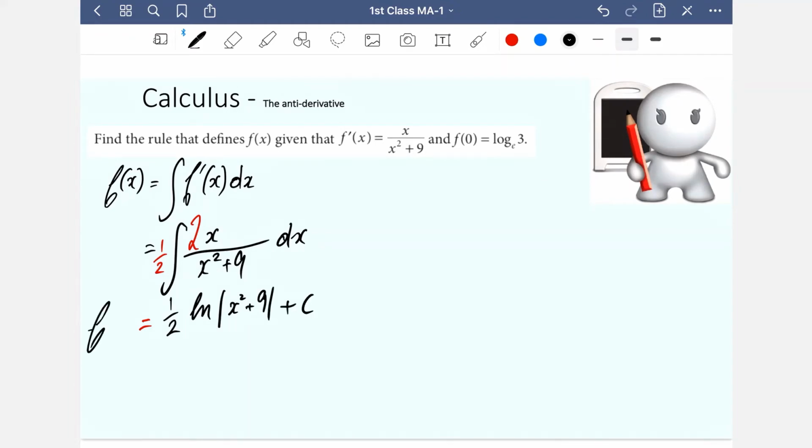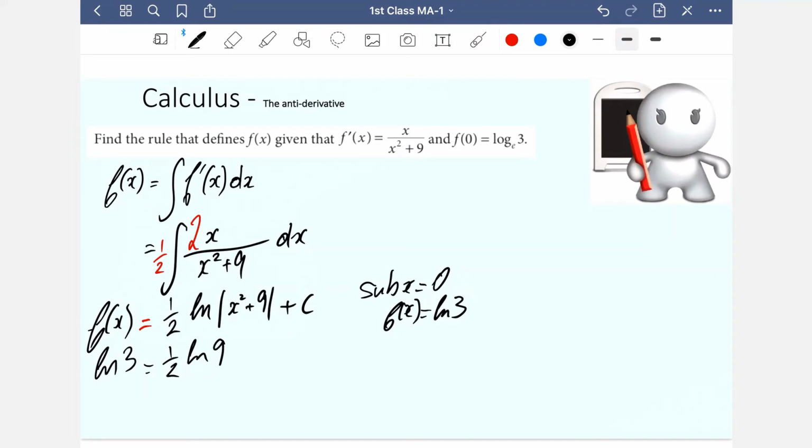So that's f of x. And now what I'm going to do is substitute x is equal to 0 and f of x equals a log of 3. So the log of 3 equals half the log of, well, 0 plus 9 is just 9, okay, plus c. Okay, using my log laws, I'm going to restate this as log of 9 to the power of a half, which is the square root of 9, which is the log of 3.